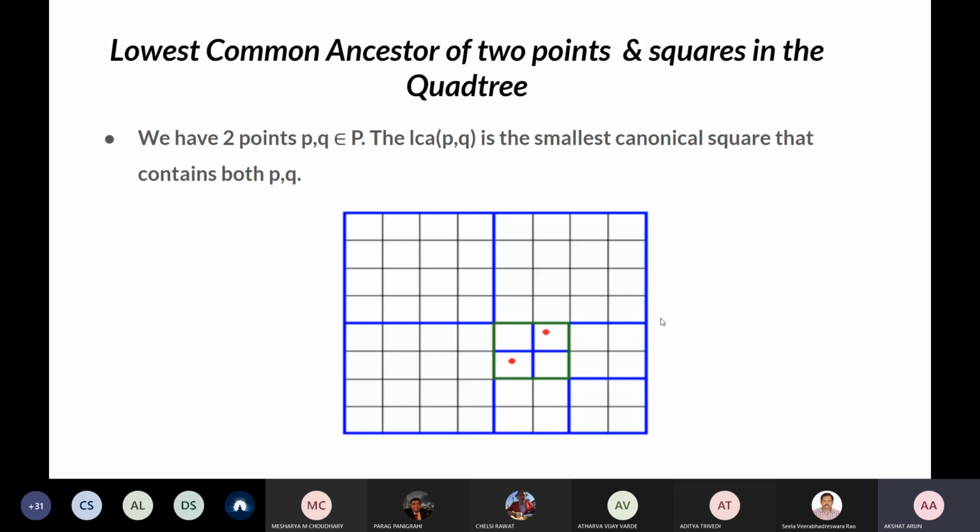For 2 cells in the quad tree, their LCA is just the LCA of their centers. So we can also have a lowest common ancestor defined for squares. For example, the LCA of this green square and the top left square of size 0.5 cross 0.5 is the whole root square of size 1 cross 1.